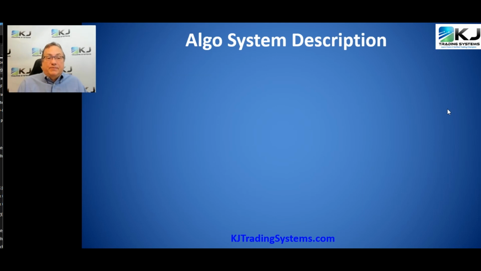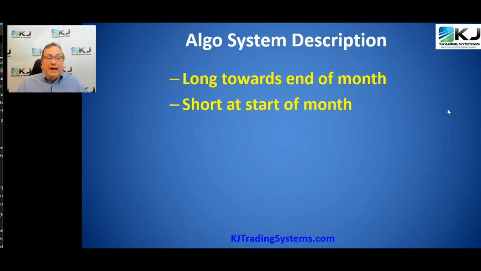Let's get to the description of this. The basics of this system are that it goes long towards the end of the month, and at the start of every new month it goes short, and in the middle of the month it's flat. Now obviously when it goes long, that's going to be something we're going to play around with, and when it goes flat, we're going to play around with that, and we're going to play around with it via optimization.